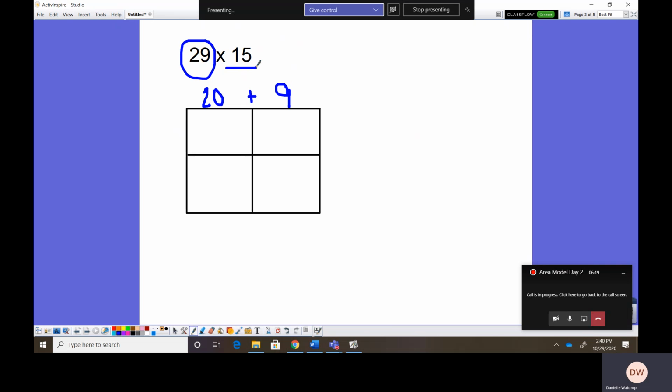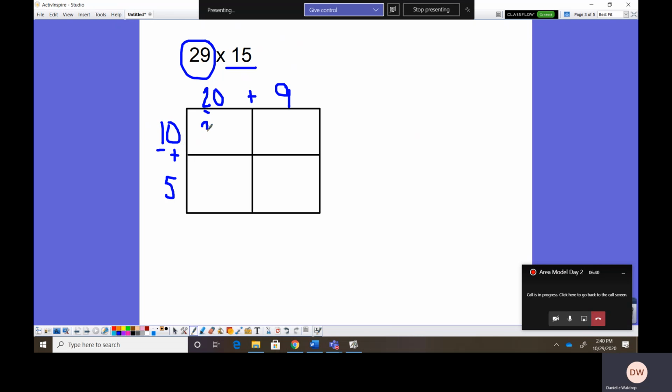Okay. Now let's take care of our 15. What is the expanded form of 15? Good. 15 is the same as saying 10 plus 5. Okay. So let's do our multiplying. What is 20 times 10? Good. If you said 200, you are correct.